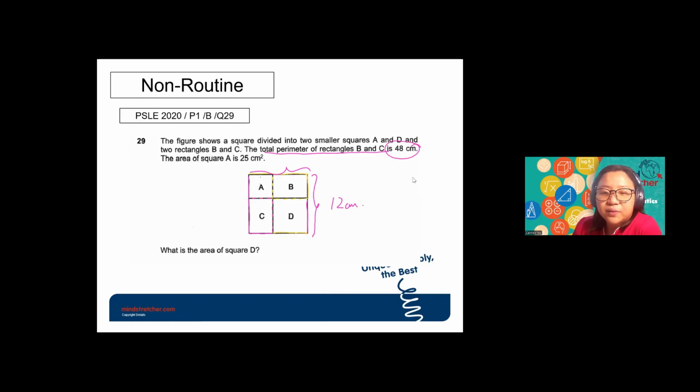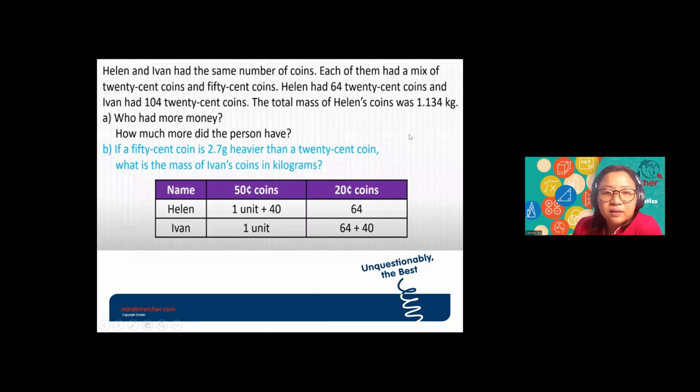These are the non-routine questions. The Helen and Ivan question was very popular the year it was tested. It became very popular for, I think, the next 2 years. Everyone was talking about the Helen and Ivan question. It was a non-routine question. Many students cried that year because they didn't understand how to solve this question.